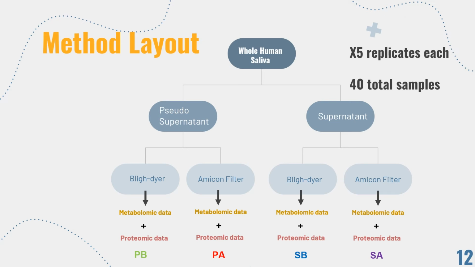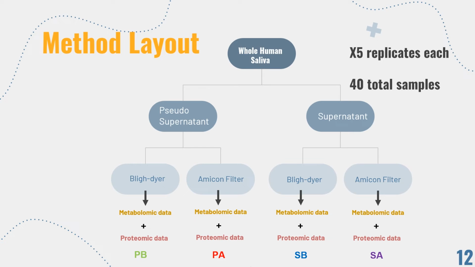Looking at our general experimental design, we started off with whole human saliva and divided this into two groups, pseudosupernatant and supernatant. These two groups were further divided into two different extraction methods, Amicon and Bligh and Dyer. This makes 4 groups, each with 5 replicates. We followed this method for both the proteomics and the metabolomic data, so we had 4 groups for the proteomic data and 4 groups for the metabolomic data.